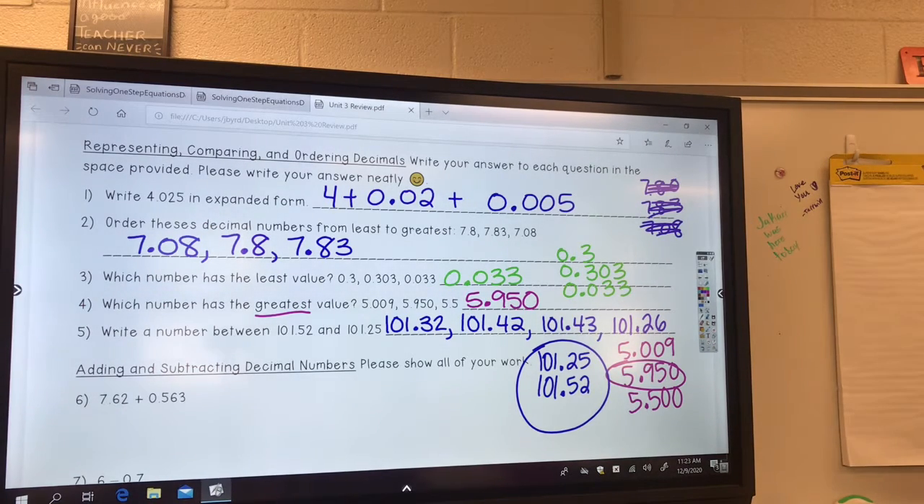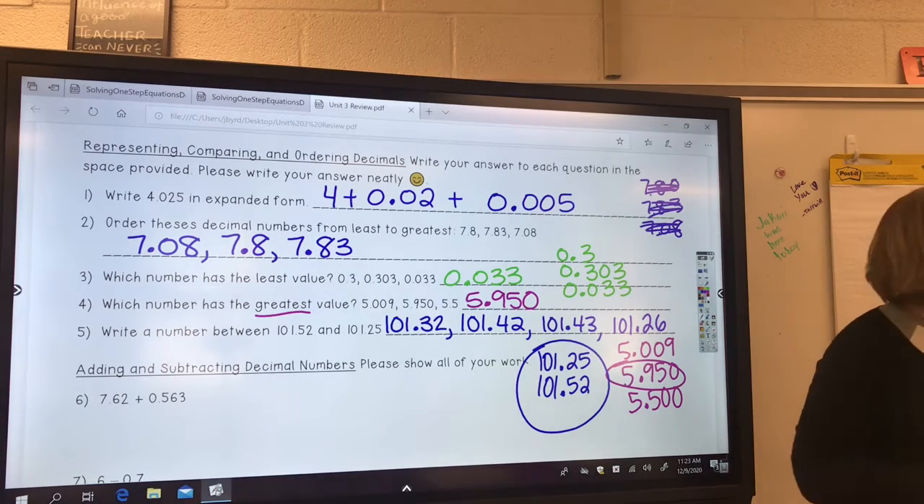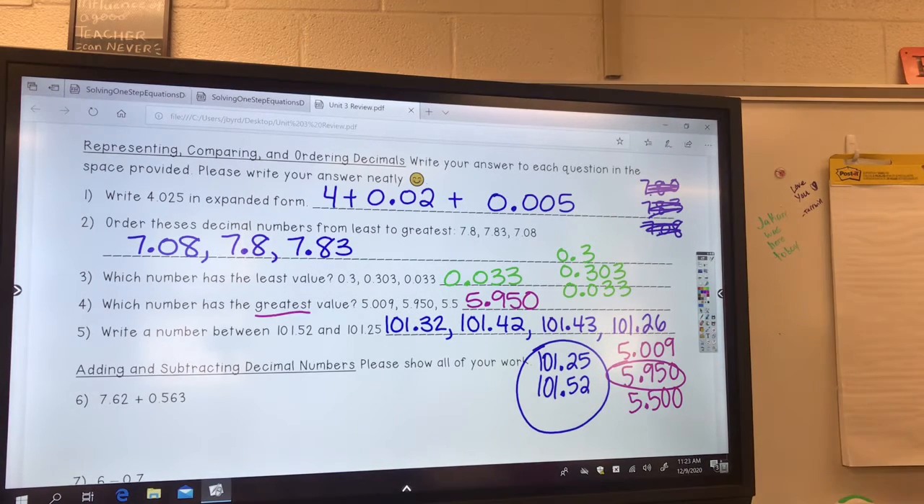Does there have to be multiple or can it just be one? It can just be one. I just asked you to write one. So you don't have to have multiple. You just need one. Okay.